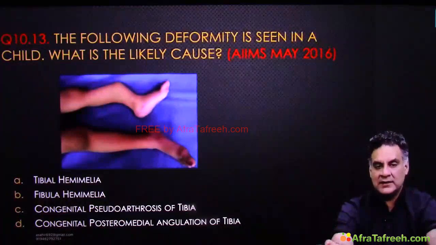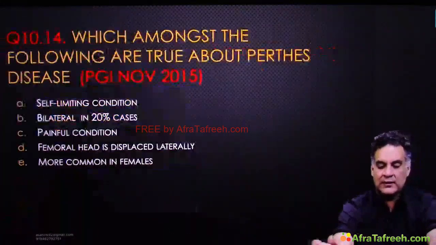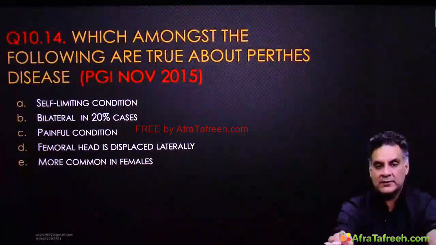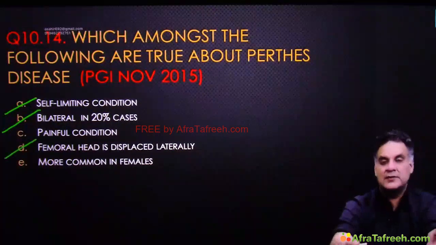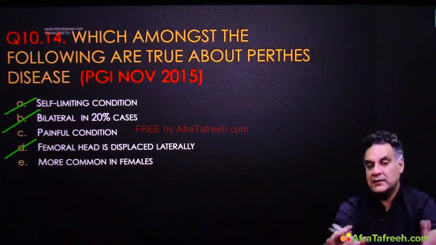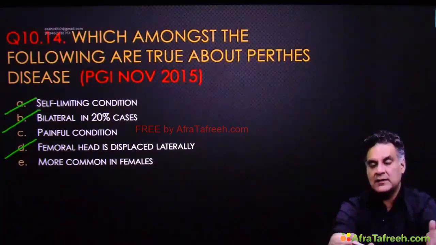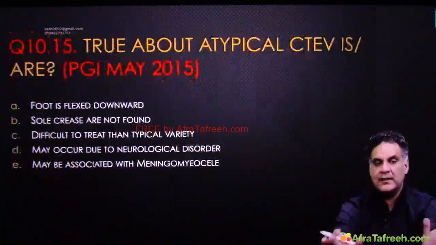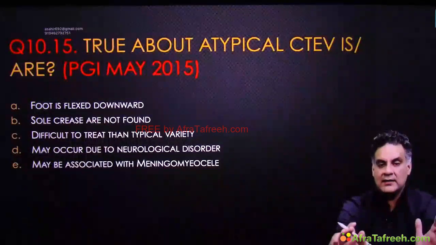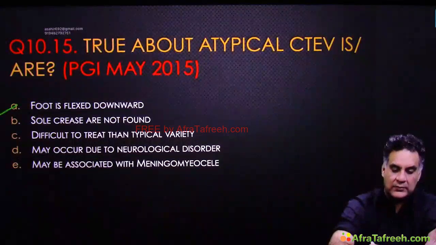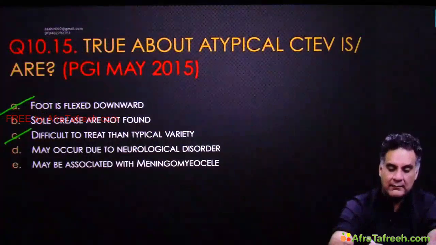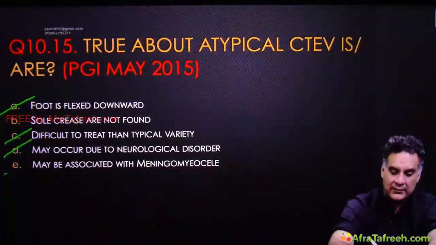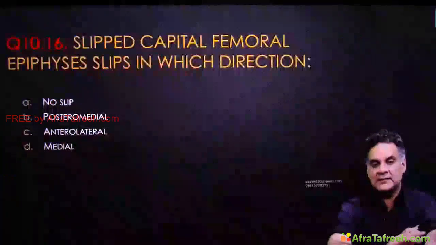The following is seen in congenital pseudoarthrosis of tibia. Which among the following are true about Perthes? Self-limiting, bilateral in 20%, femoral head displaces anterolaterally. It's a painless condition, more common in males. So A, B, D. True about CTEV: foot is flexed downward, true. Sole crease is there. Difficult to treat, true. May occur due to neurological disorder, myelomeningocele. So A, C, D, E is the answer.